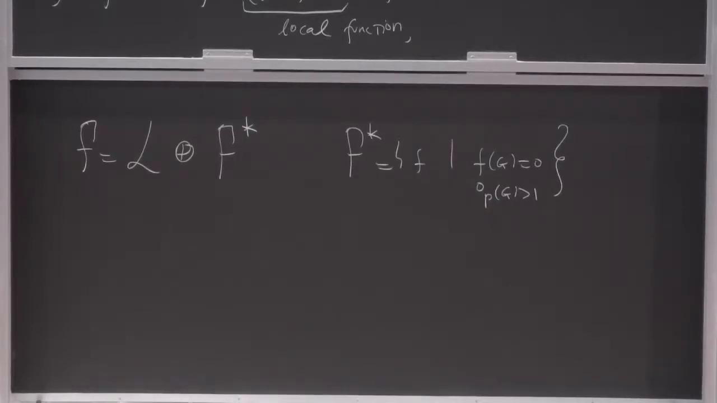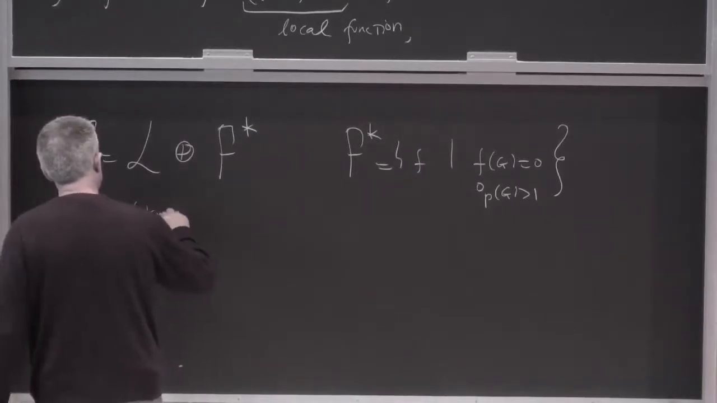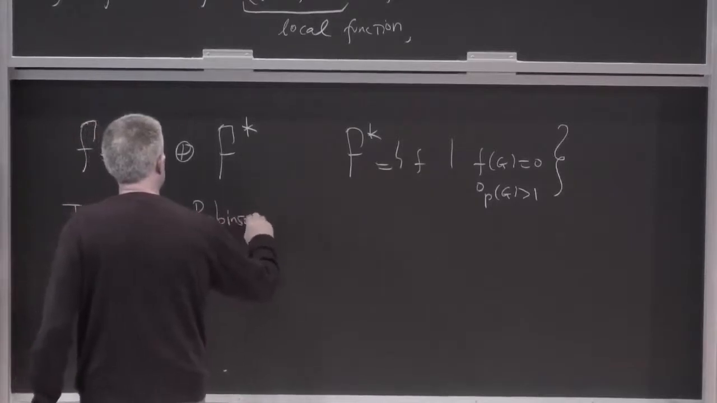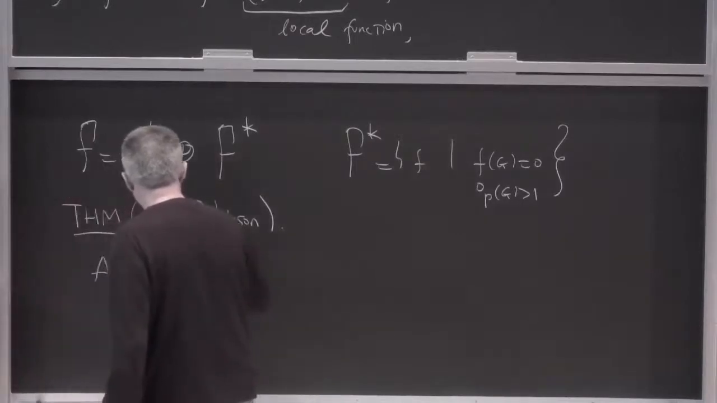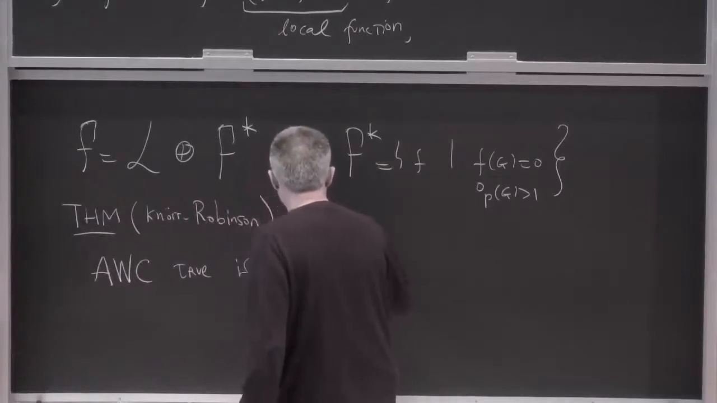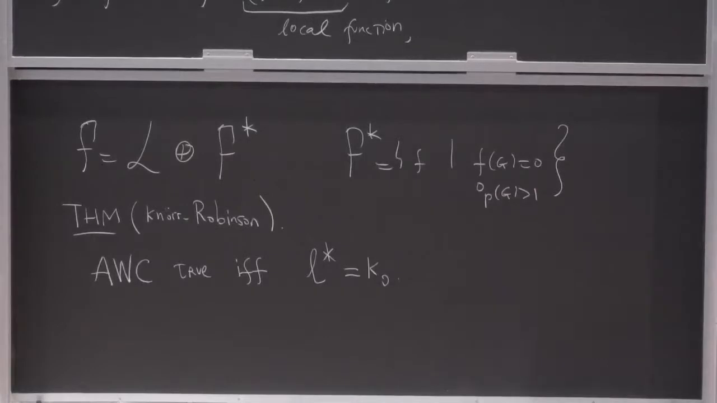So Alperin announced his weight conjecture, and then Knörr and Robinson came into play, and they proved, so this is a theorem of Knörr and Robinson, that AWC is true if and only if L star equals K naught. We proved this theorem. This was easy. Was playing with chains.